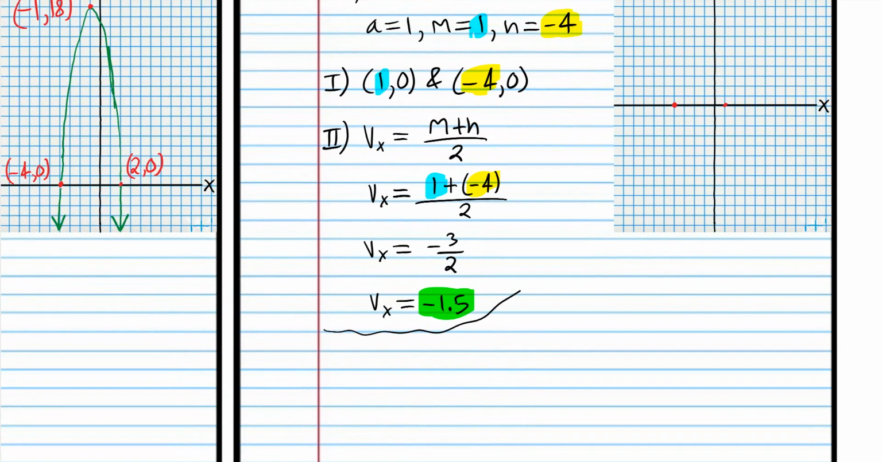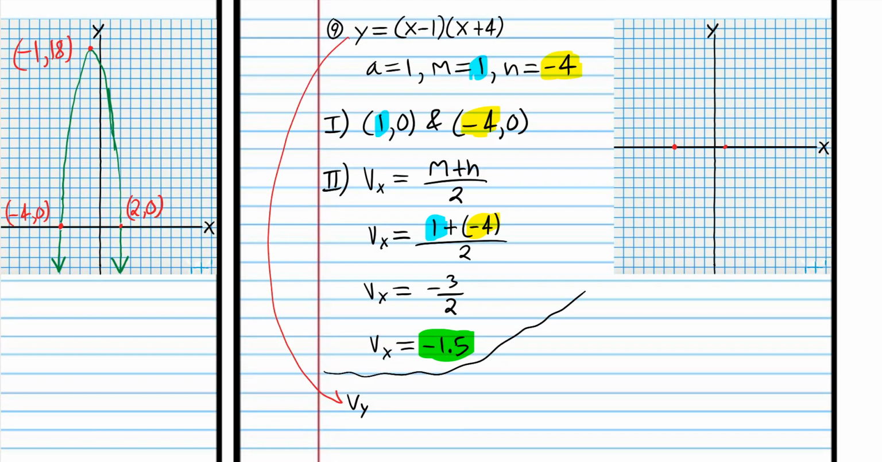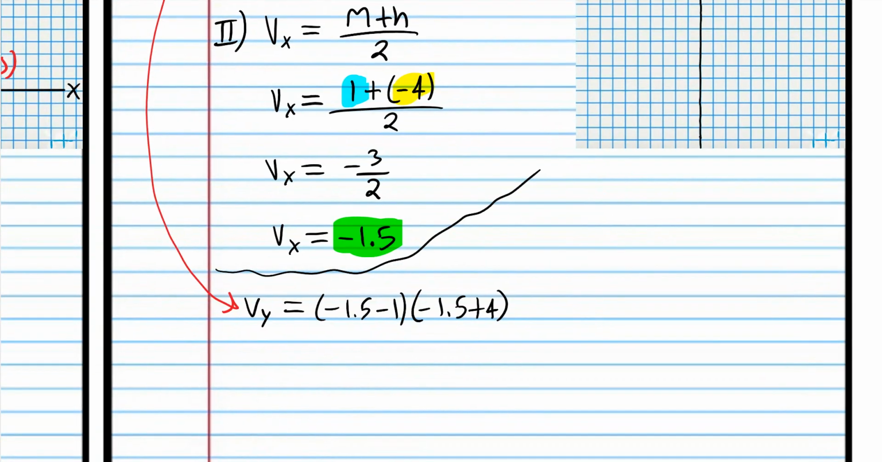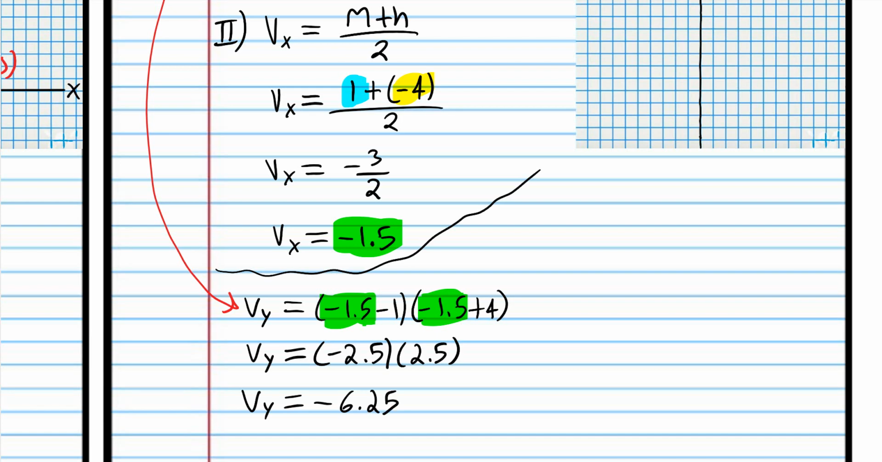So now we have to find the y value of the vertex. And to find that, we're going to, as usual, use the original equation and plug in the x value of the vertex. So we have negative 1.5 minus 1 times negative 1.5 plus 4. And again, I'm getting that negative 1.5 from there. And so the y value of the vertex is equal to negative 2.5 times positive 2.5. And you can use a calculator for that if you need to, but it's just going to be negative 6.25.